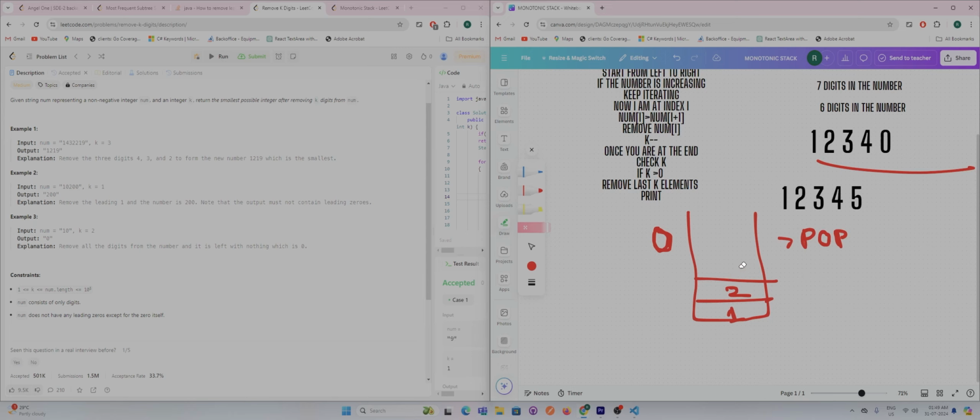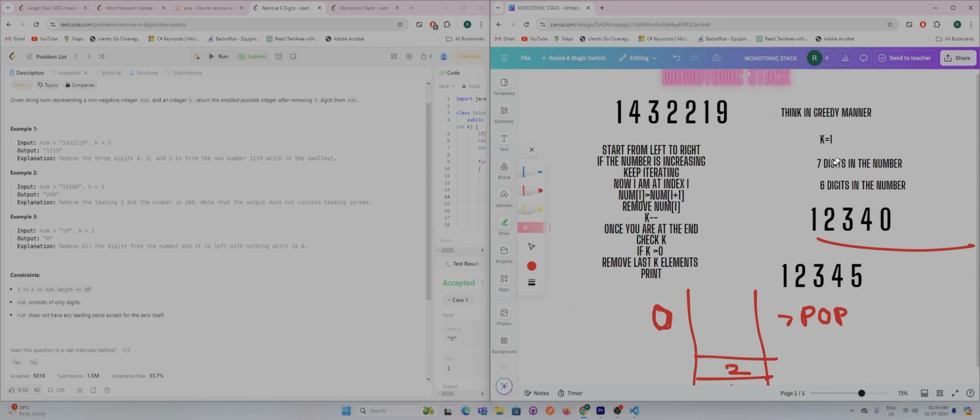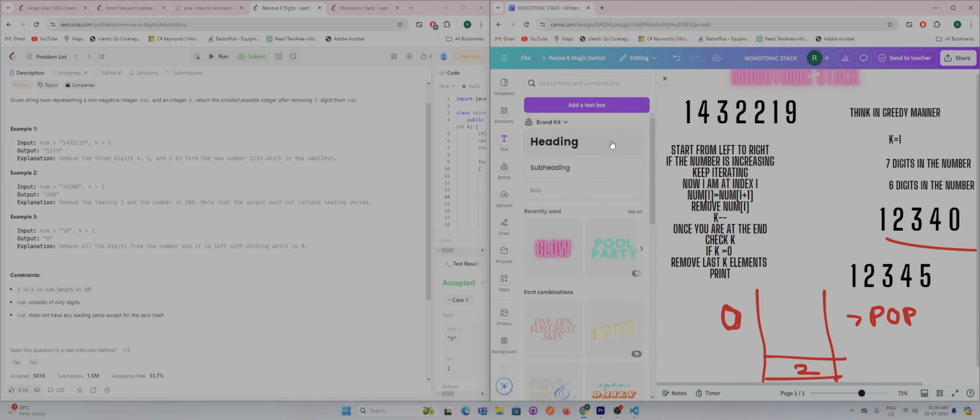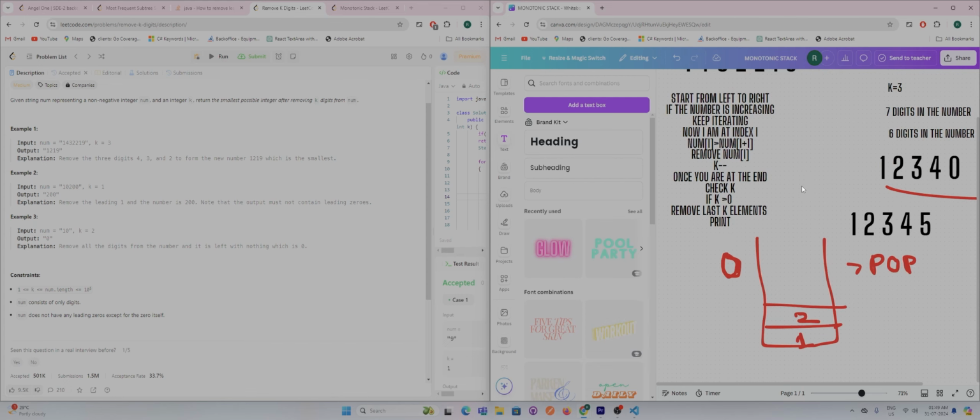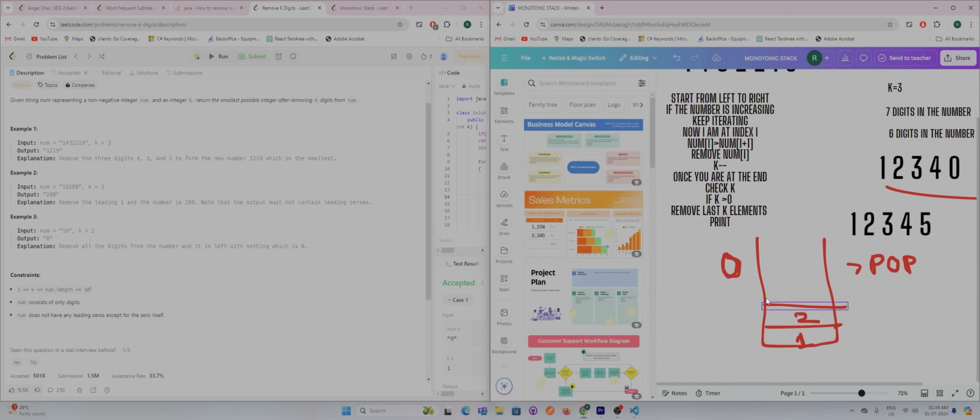If 3 is bigger than 0, then I'm going to pop this. Sorry, I forgot to mention this, but k is, let's say k is 3 here. K is a number, so I can pop it like this. If k is 3 here, I'm popping this.